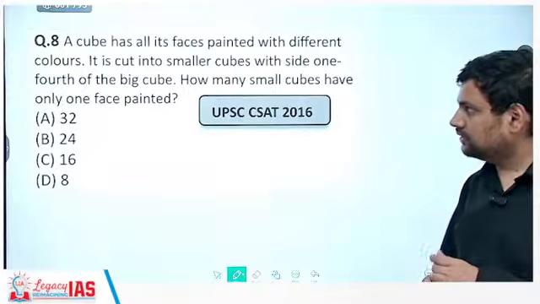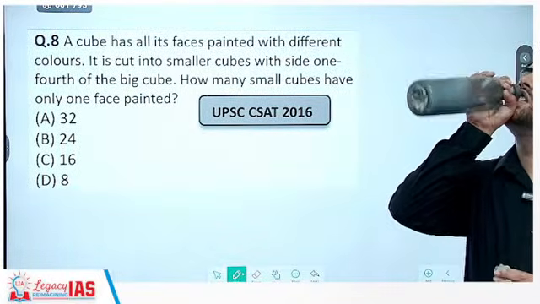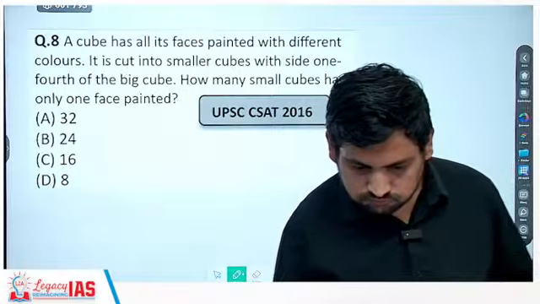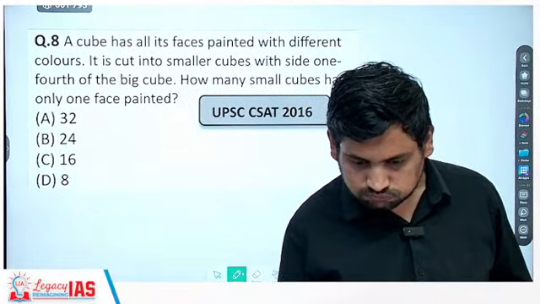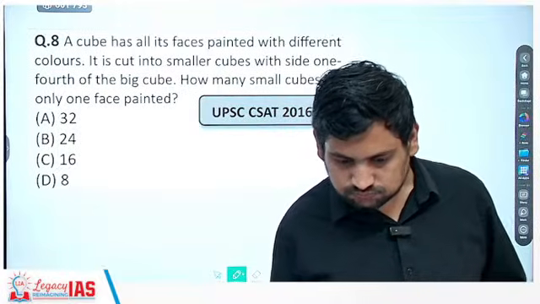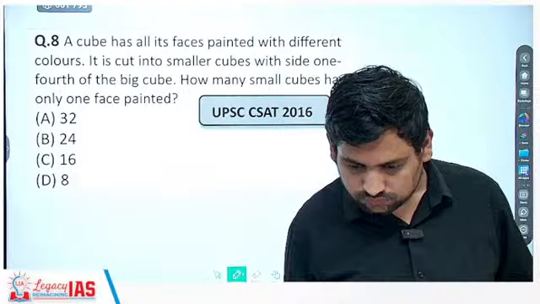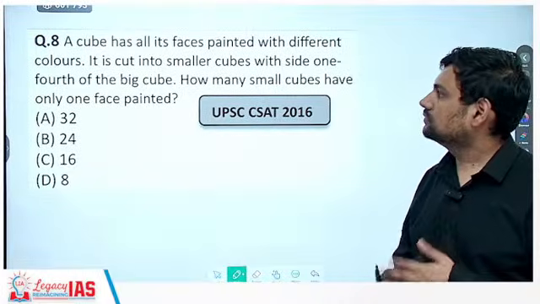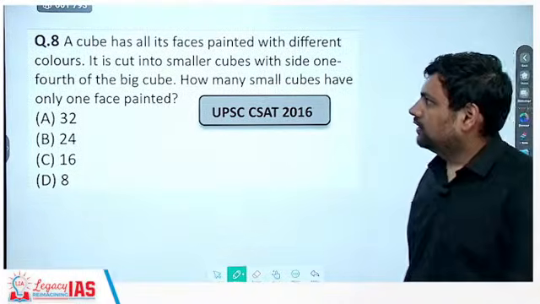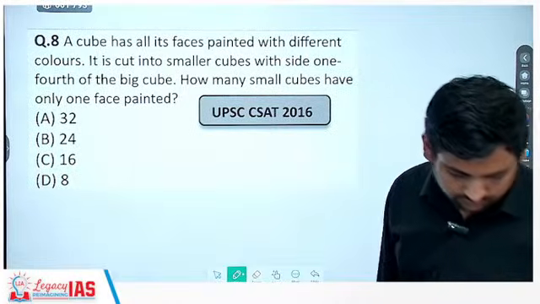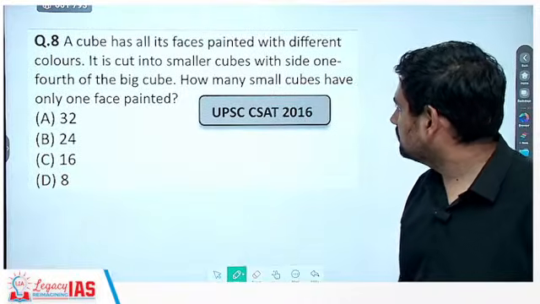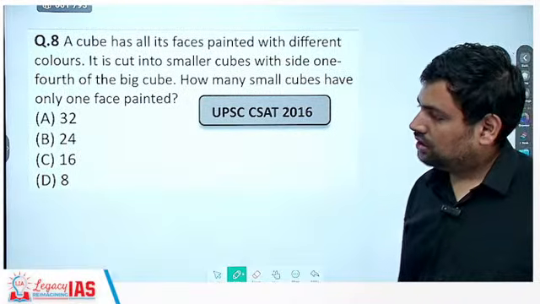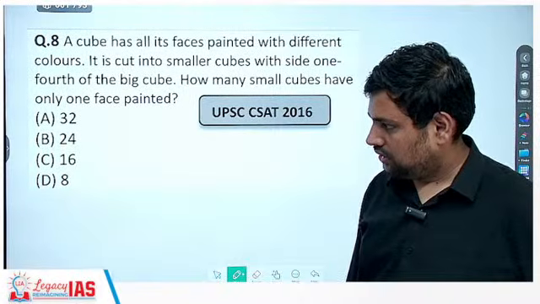Yes, Anurag. Four, only one face painted. Four. Yes, Shweta.